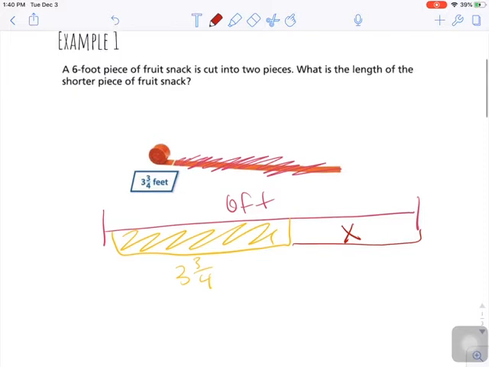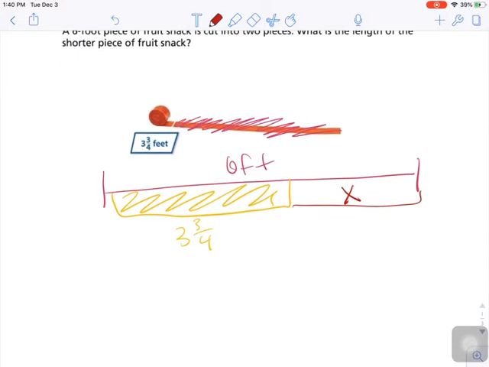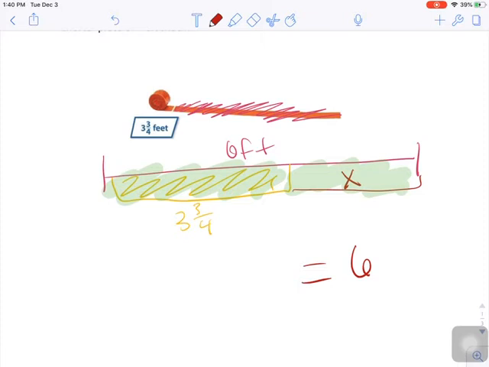So what we know, the whole thing is 6 feet. So we know this whole thing together equals 6 feet. So we know that the larger piece put together with the smaller piece equals 6. So we're going to combine those two to get the whole thing. And we know when we're combining, we're going to add. So we're going to write 3 3/4 plus x.